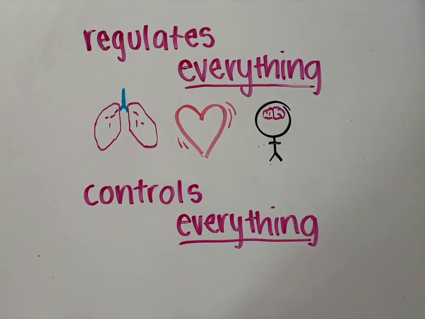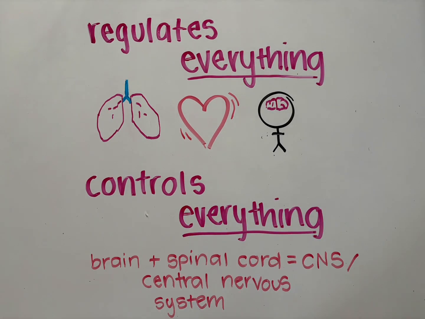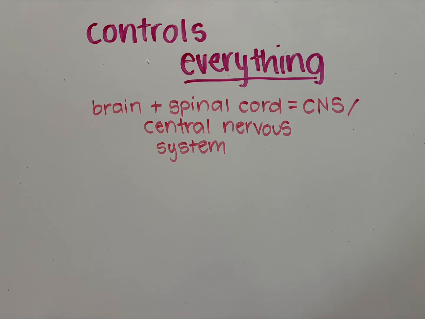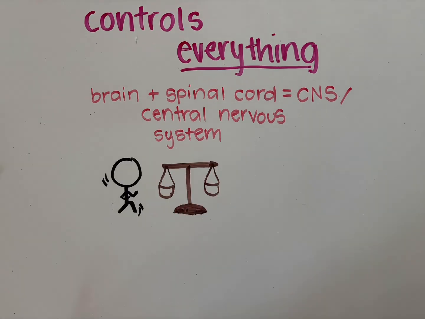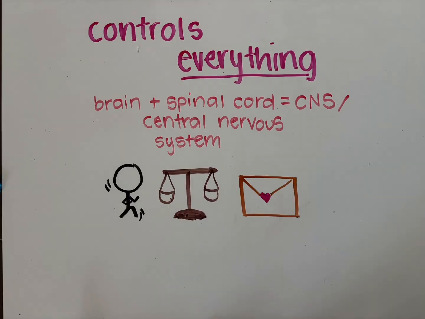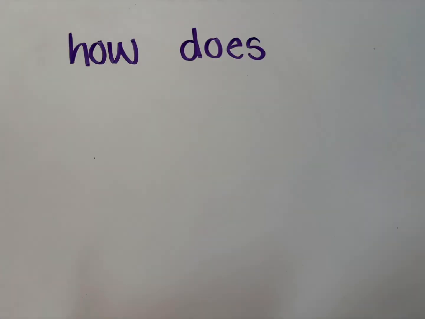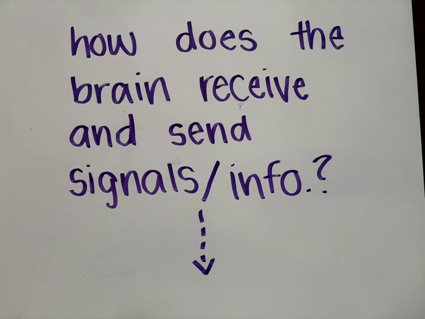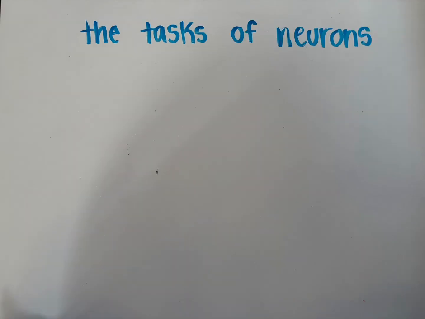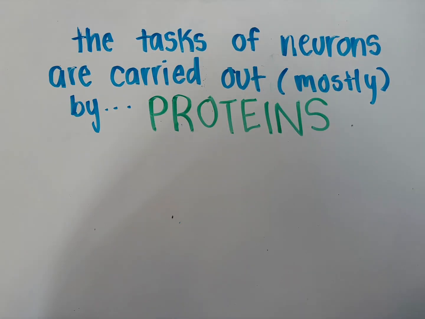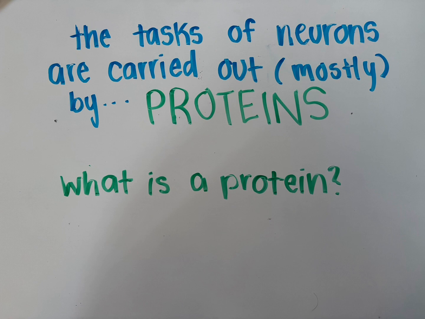It controls everything. And along with the spinal cord, it makes up the CNS, or central nervous system, which is responsible for movement, homeostasis, and sending out signals and messages. Well, how does the brain receive and send signals or information? They use neurons. The tasks of neurons are carried out mostly by proteins. Well, what is a protein?